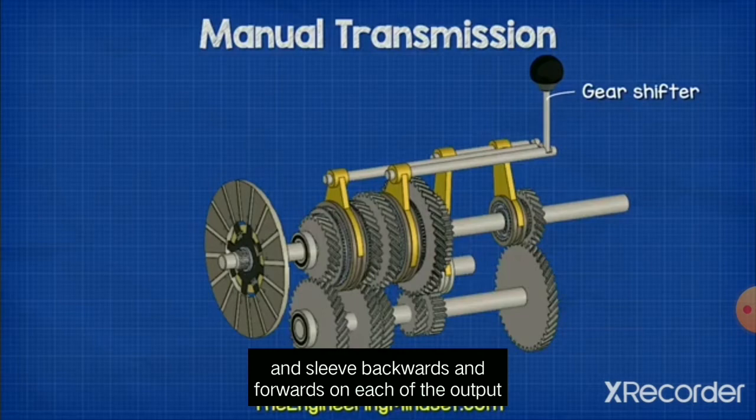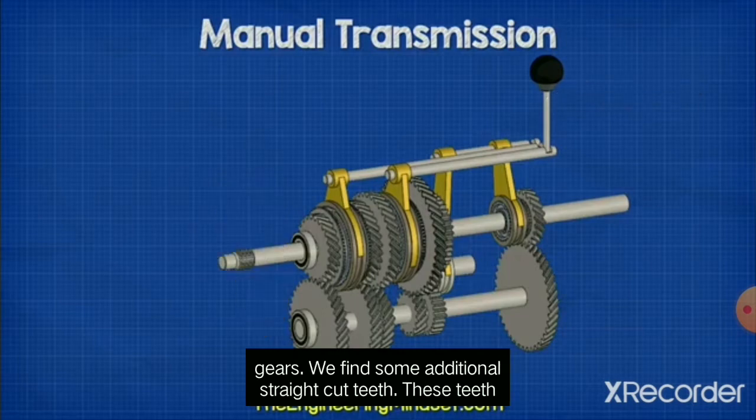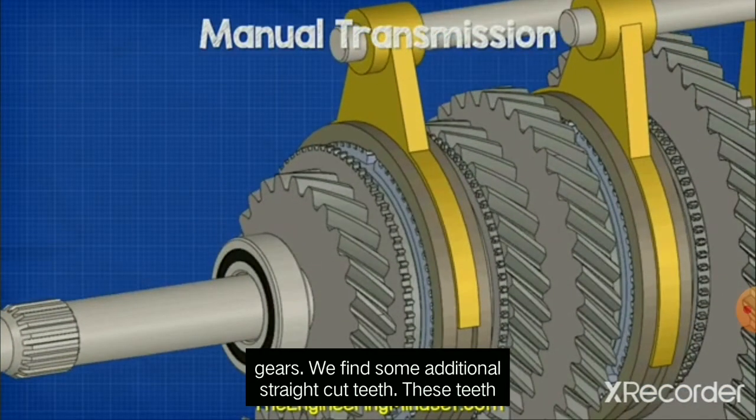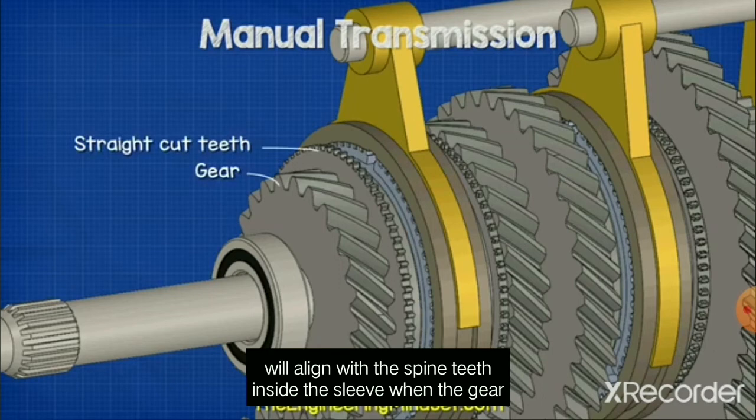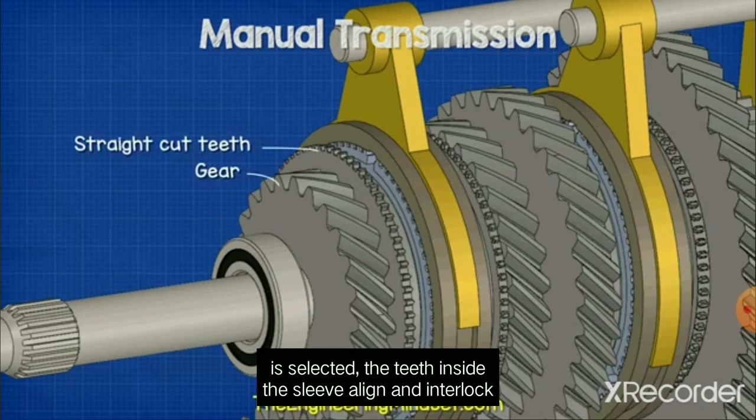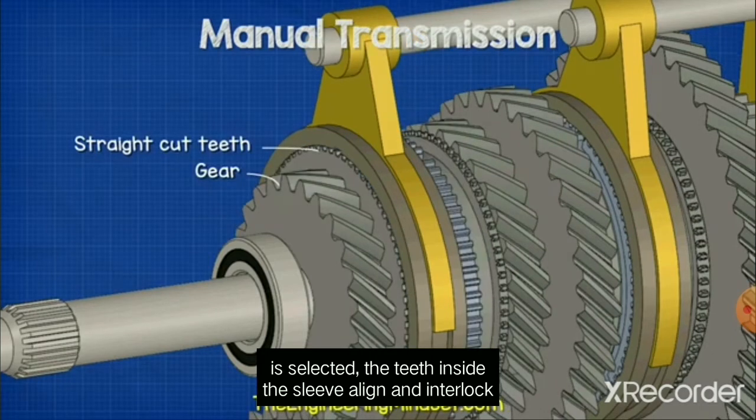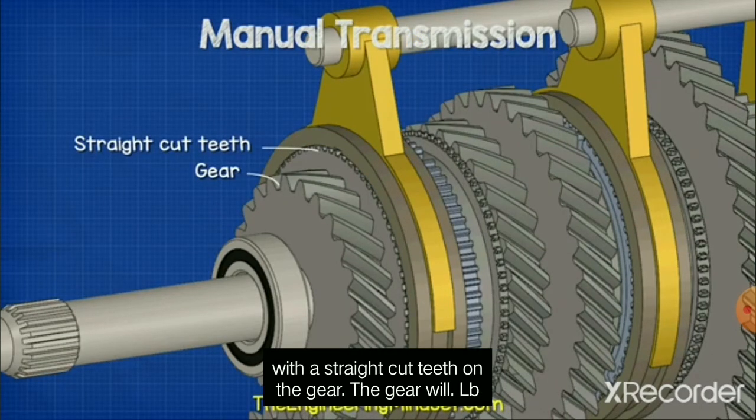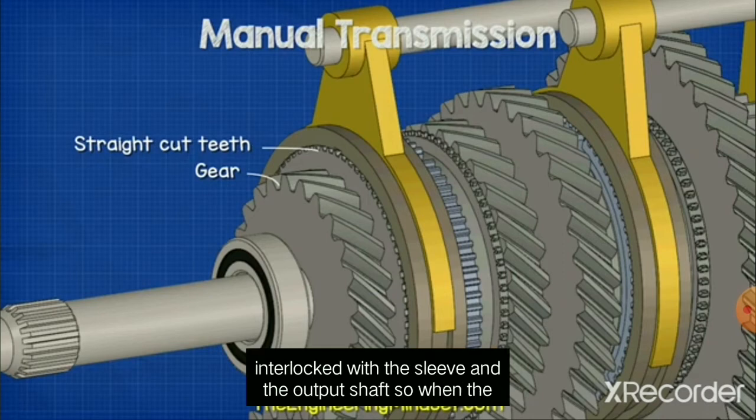On each of the output gears, we find some additional straight cut teeth. These teeth will align with the spline teeth inside the sleeve. When the gear is selected, the teeth inside the sleeve align and interlock with the straight cut teeth on the gear. The gear will now be interlocked with the sleeve and the output shaft.